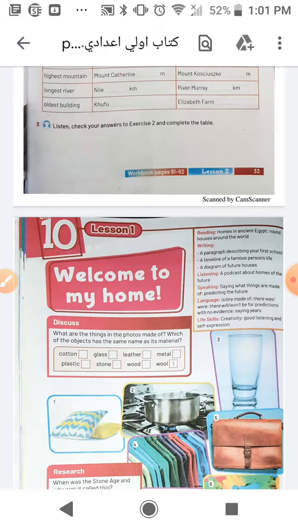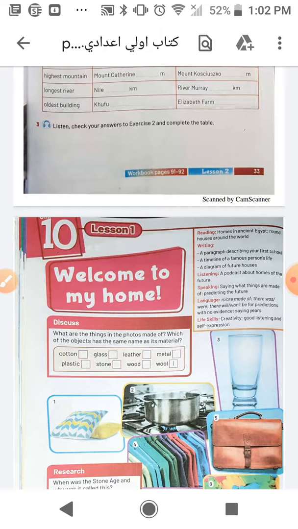For the first word, which is cotton: what are the things made of cotton? Of course, your clothes, some of them are made of cotton. Curtains and bed sheets are made of cotton. Some towels are made of cotton.